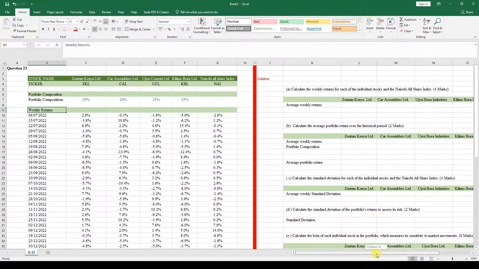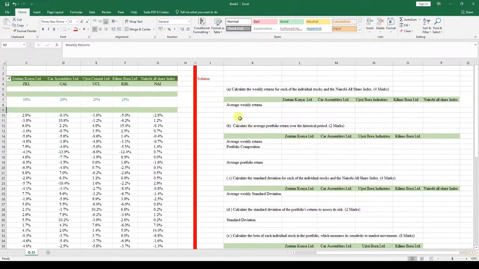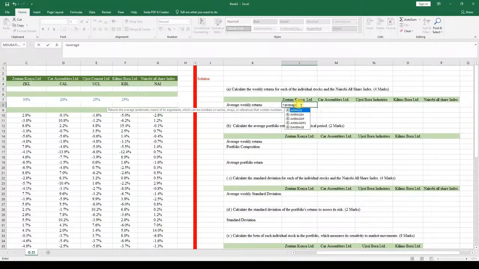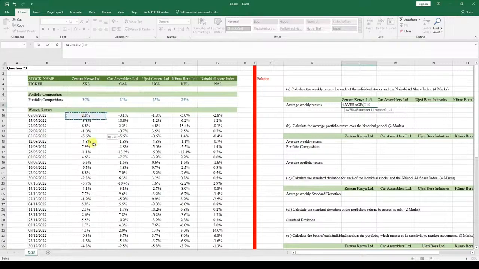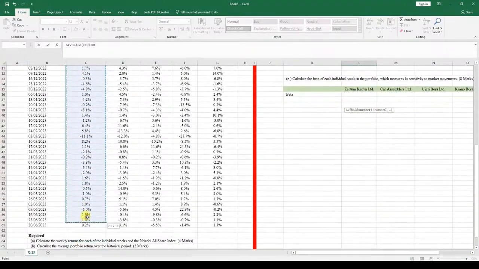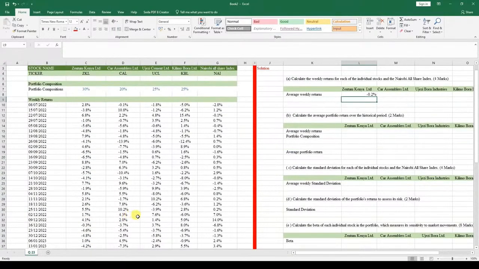So the way I've decided to arrange the information is as you can see on the right of your screen over here, to calculate the weekly returns for each of the individual stocks and the Nairobi All Share Index. We pick the average, you can see the average right over here, and the average of what? We want to pick the average for Z-Term Kenya, the average values right here, up to there, close the brackets, then you enter. So we're saying that the average return should be negative 0.2%. Let's put it to 2 decimal places, like that.